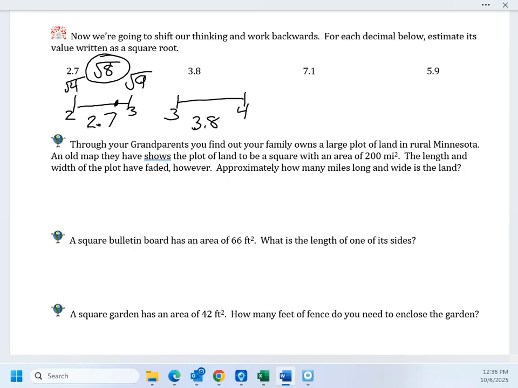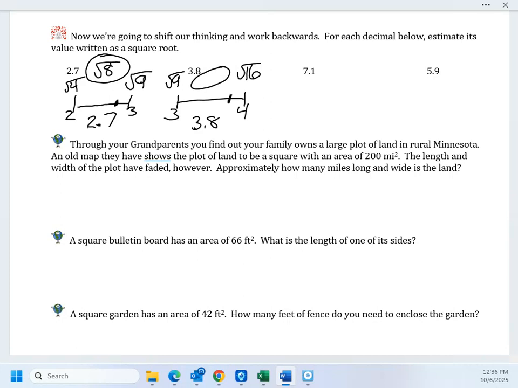Hunter? I plot 3.8 on the number line. Yeah, I need to mark it. 3.8 would be about there. Now what? Elliot? You write what they are the square root of. 3 is the square root of 9. 4 is the square root of 16. Now I can figure out my answer.